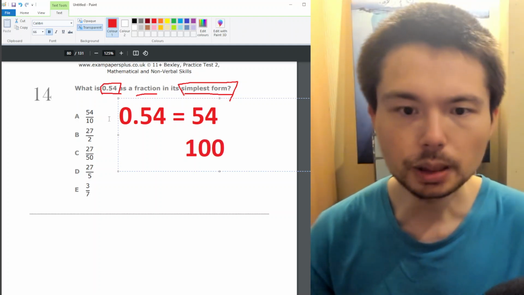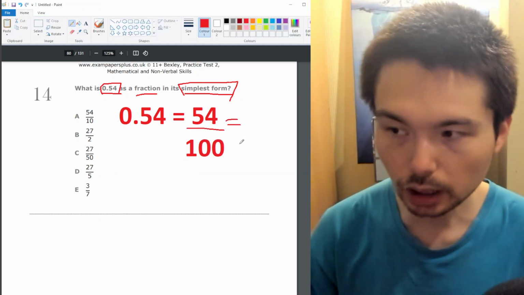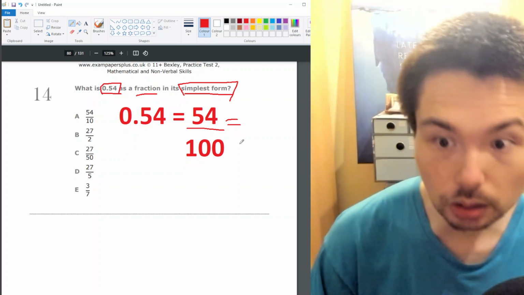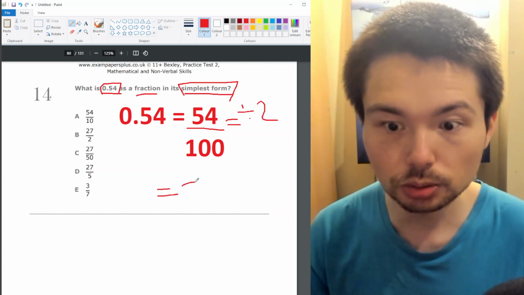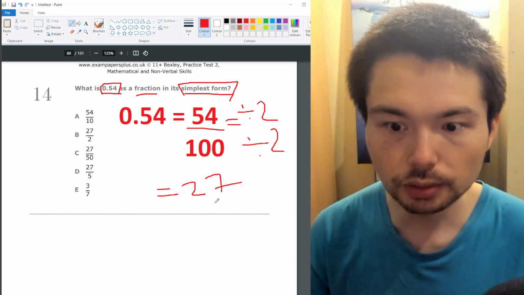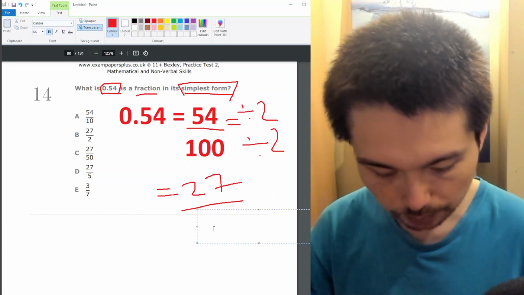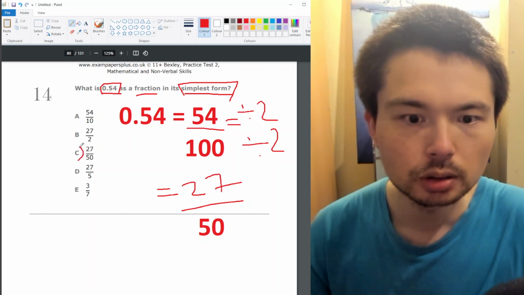No way will that be there. We have to simplify this. Now, look at both top and bottom. What times table are they in? Now, they're both even. So, let's divide both top and bottom by 2. 54 divide 2 is equal to 27. 100 divide 2 is equal to 50. There we go. 27 over 50. That is the answer. Done. C is the option.